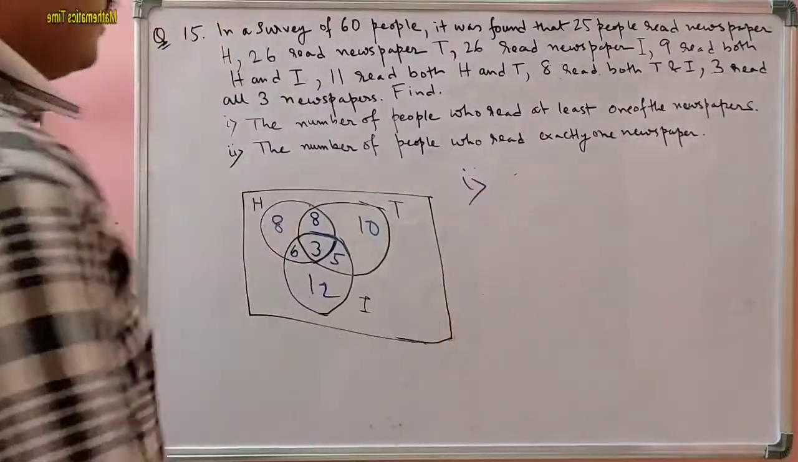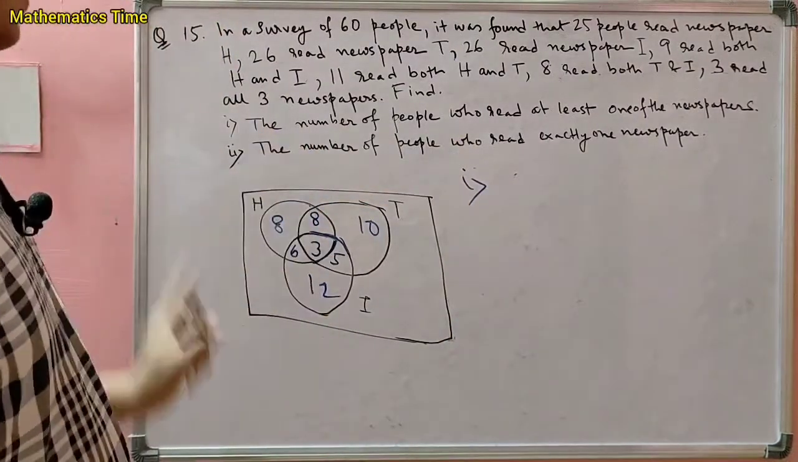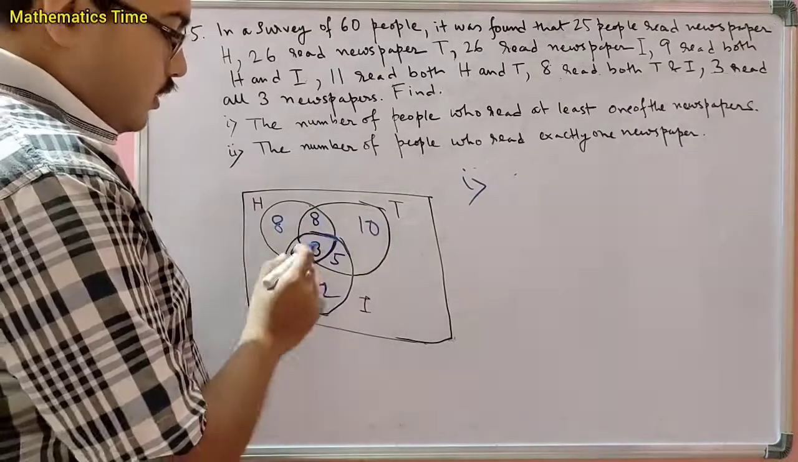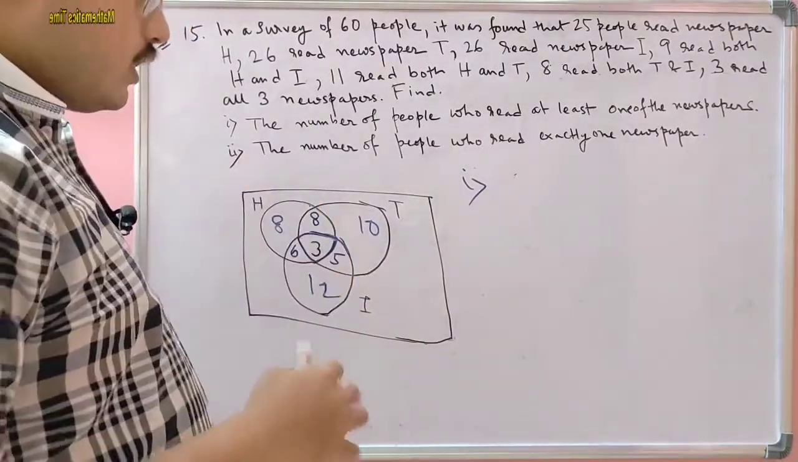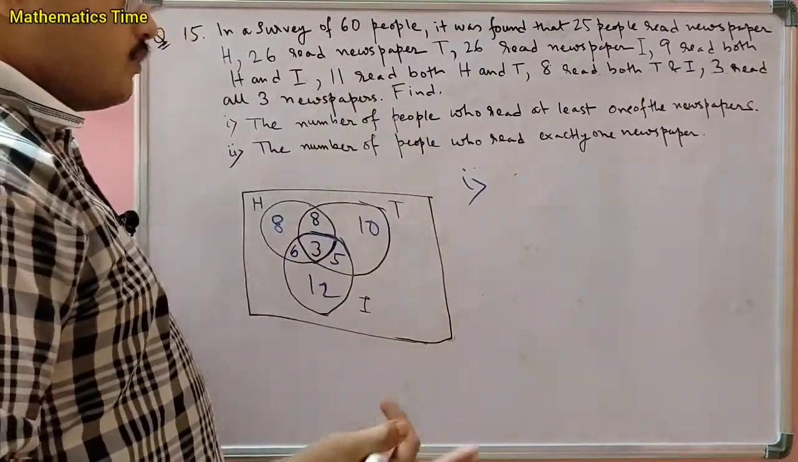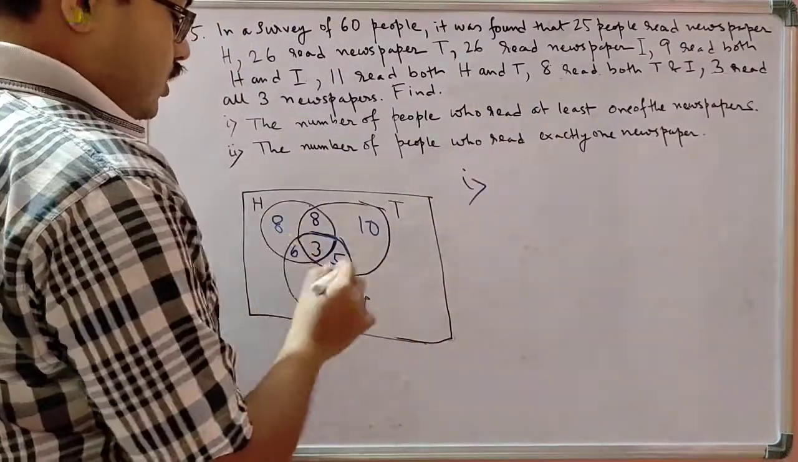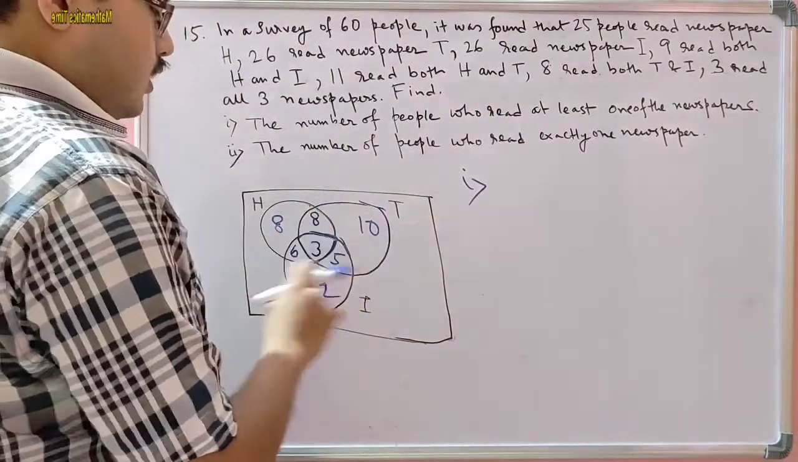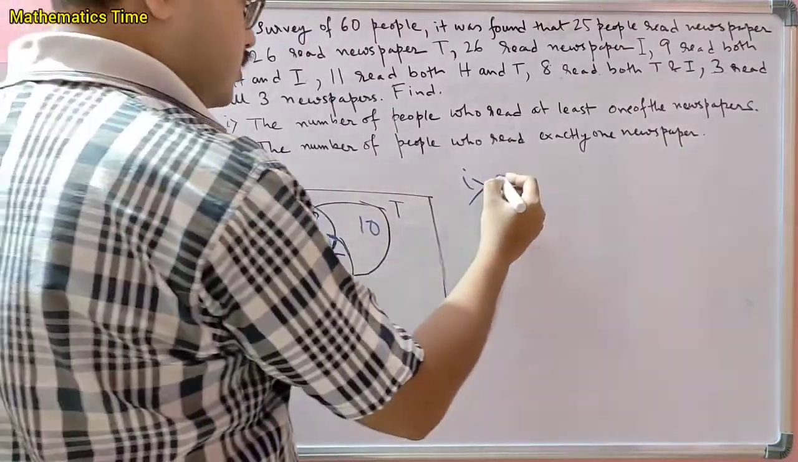Number 1. The number of people who read at least one of the newspapers. Here all the people read at least one of the newspapers. Even if you read multiple newspapers, there will be no problem, because it says at least. You can read multiple newspapers. There is no problem in that. So all the people mentioned here are reading at least one of the newspapers. So we just have to add those.